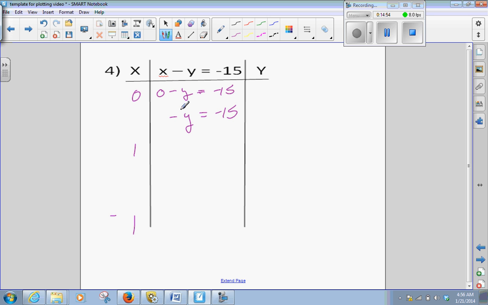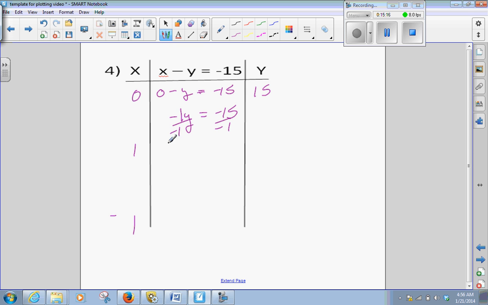So really, remember, there's technically a -1 in front of that y. So if I divide both sides by negative 1, that means y is going to be equal to a positive 15, because a negative 15 divided by a negative 1 is a positive 15. So one solution, if x is 0, y would be equal to 15.